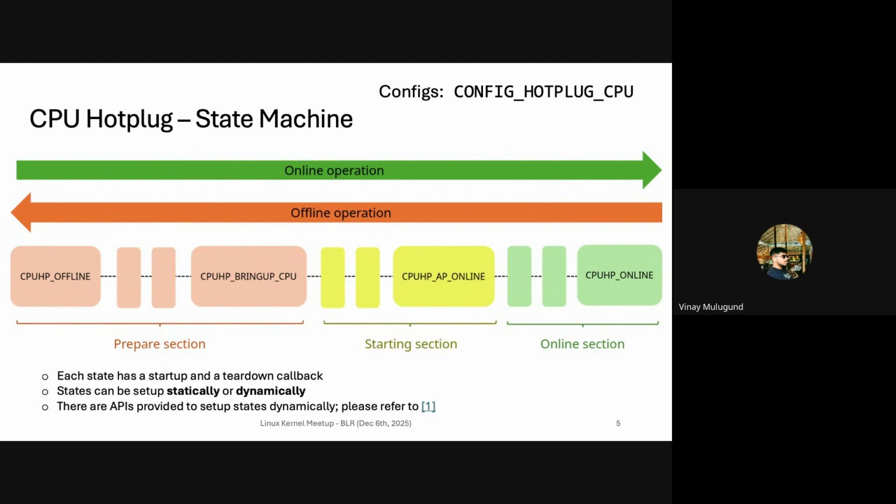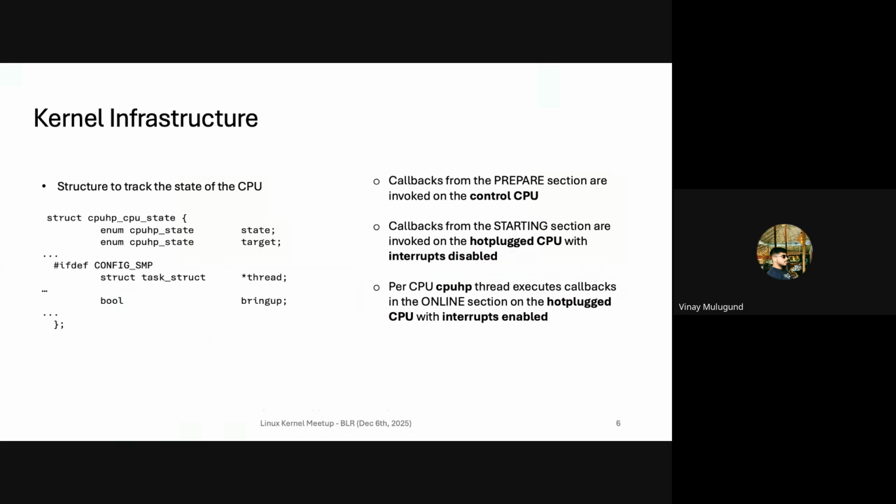Okay, so what happens inside the callbacks that subsystems have registered is like a black box for CPU hotplug, because the job of CPU hotplug is: you provide a set of callbacks that need to be executed in some order, and it will just go ahead and execute them. Okay, so there needs to be some mechanism where we.